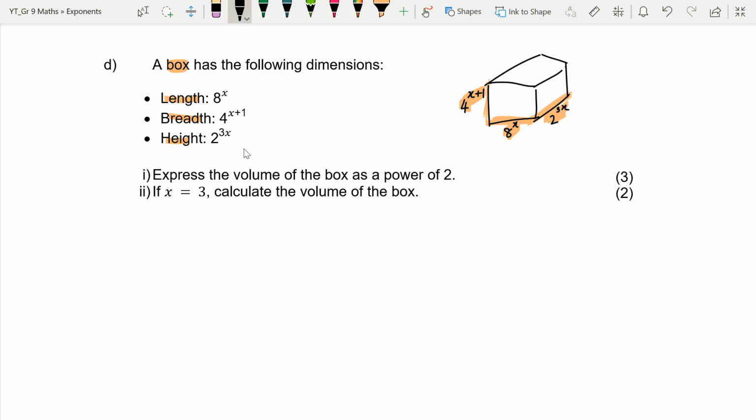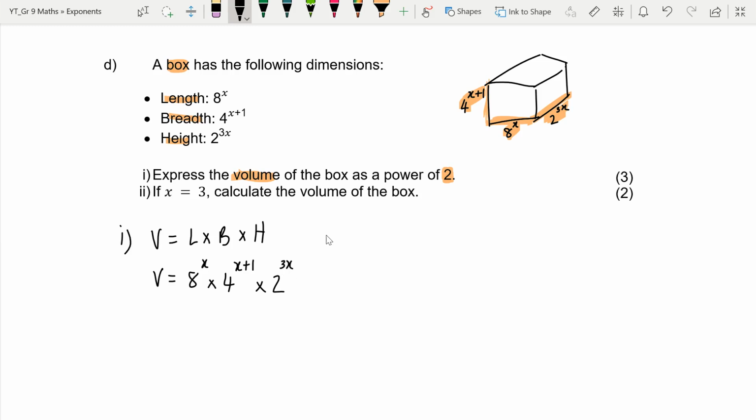Now you might be wondering, why on earth would they give it to us like that? Let's just forget about that for now. Okay, for the first one. Express the volume of the box as a power of 2. How do we get the volume of a rectangular prism, so of a box? The volume would be length times the breadth times the height. So let's go plug that in there. The volume for this box would be the length times the breadth times the height, 2 to the power of 3x.